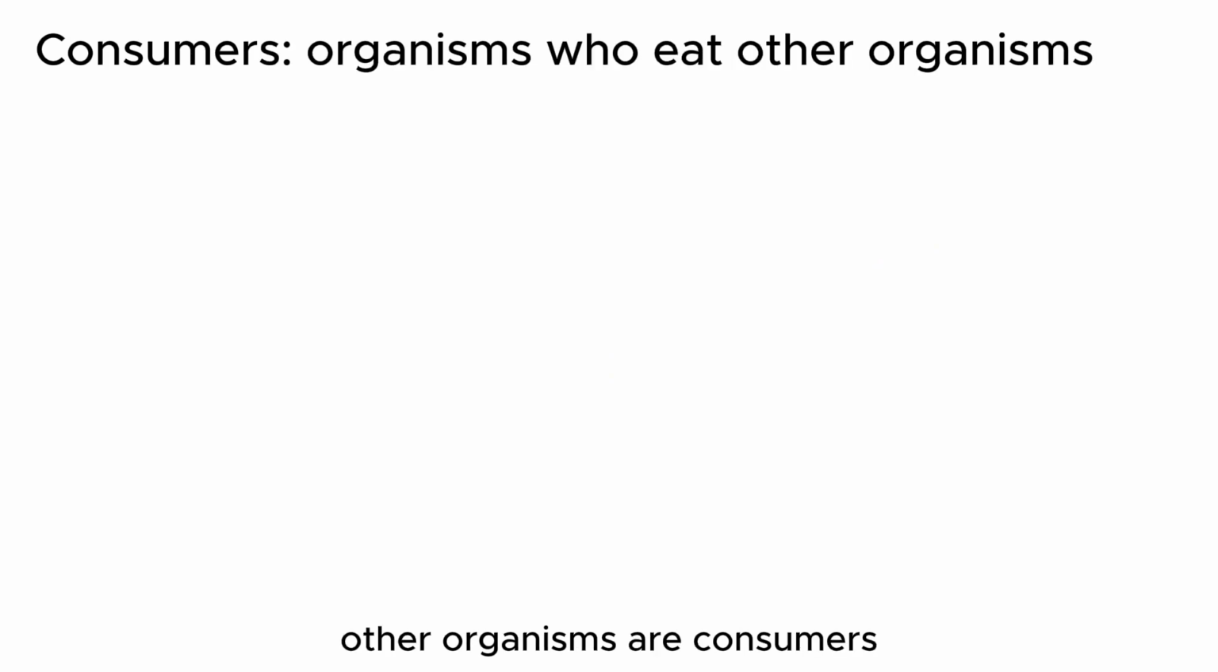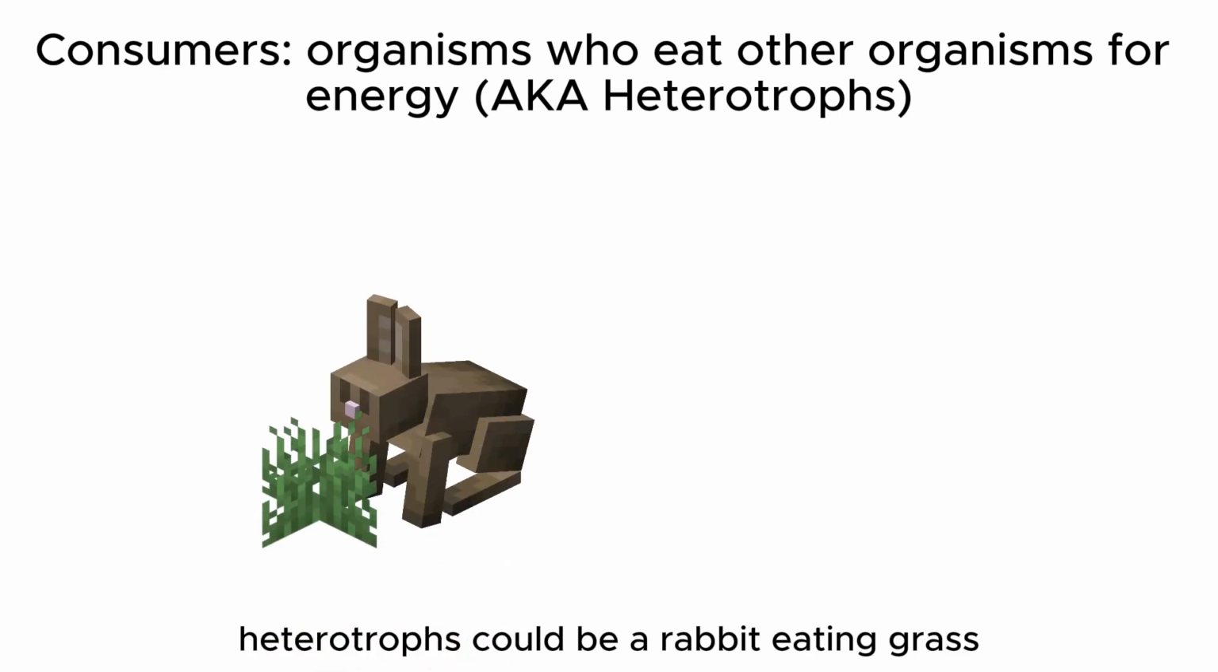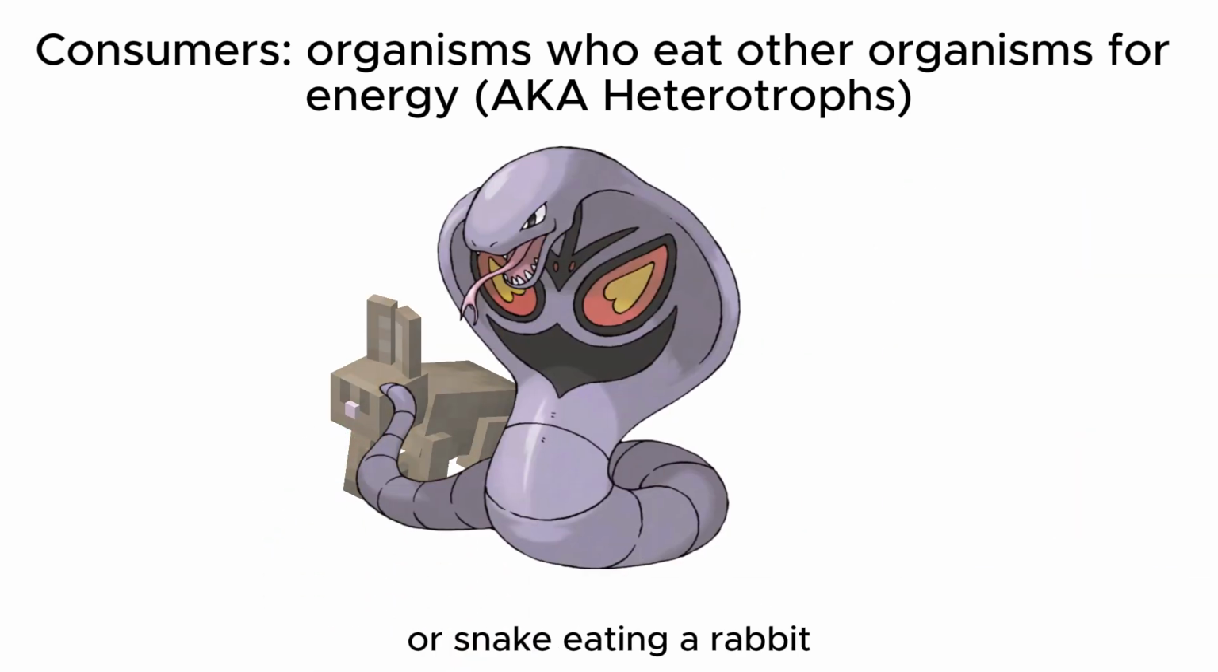Organisms who eat other organisms are consumers, but are also known as heterotrophs. Some examples of heterotrophs could be a rabbit eating grass or a snake eating a rabbit.